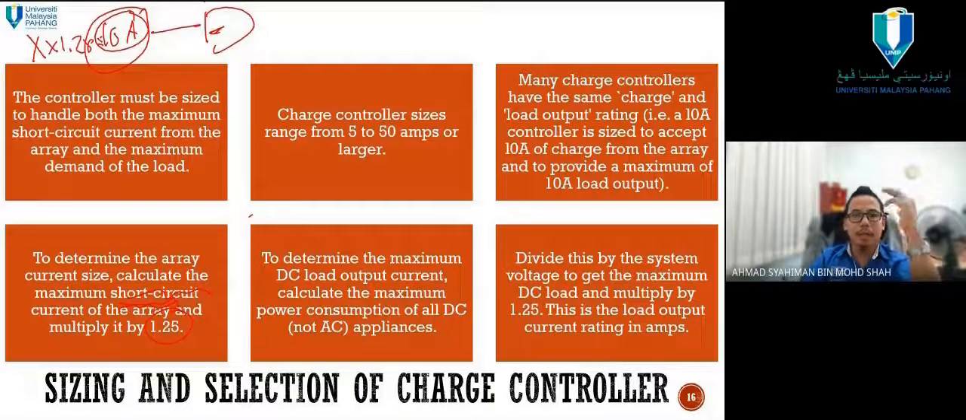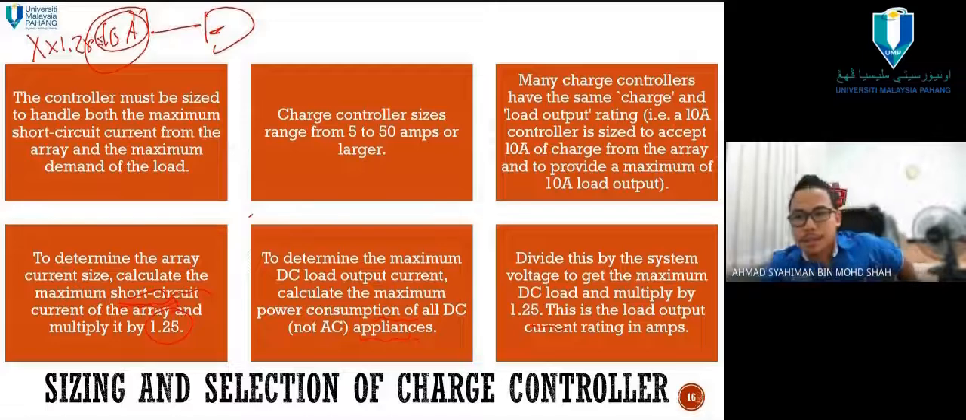Okay. That determines maximum current load: the maximum power consumption of all DC, not AC, appliances. Divide this by the system voltage to get the maximum DC load and multiply by 1.25. Okay. Kira. You boleh kira.